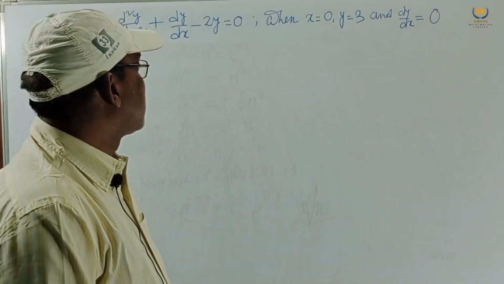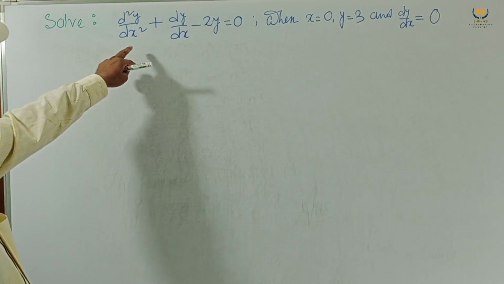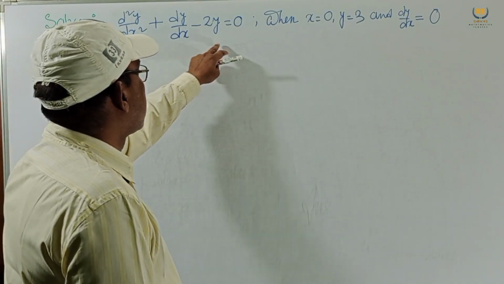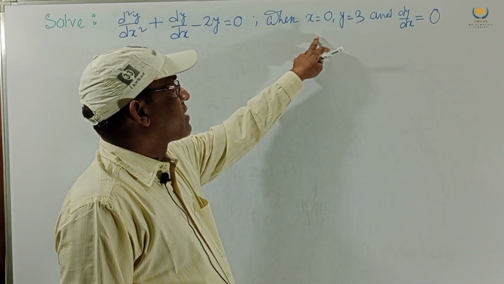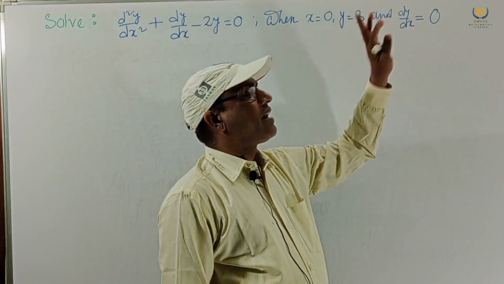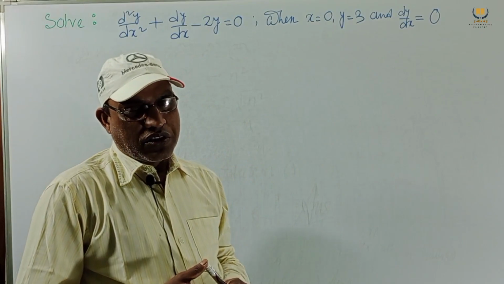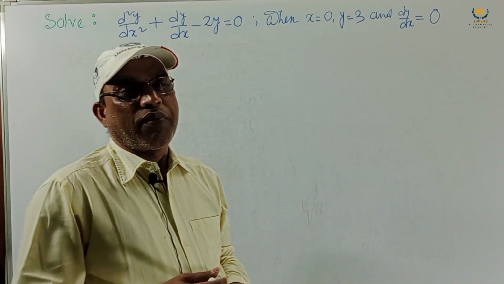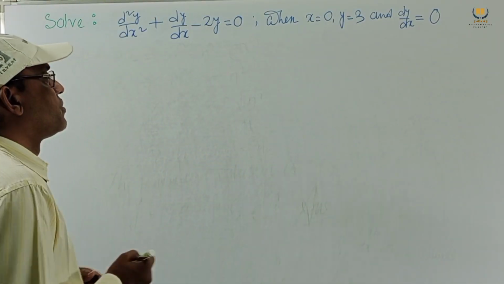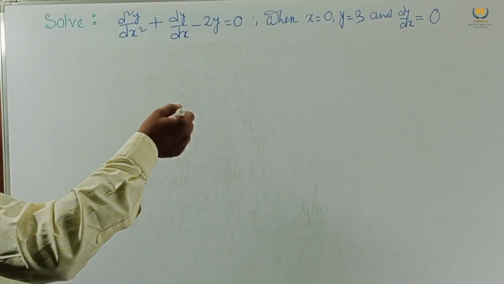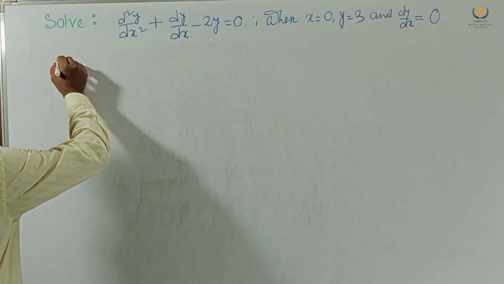We consider this problem. Solve d square y by dx square plus dy by dx minus twice y equal to 0, when x equal to 0, y equal to 3 and dy by dx equal to 0. That means we have to find the particular solution. That means we have to find the values of the constants also. After finding the constants, we get the particular solution and we have to write this equation.